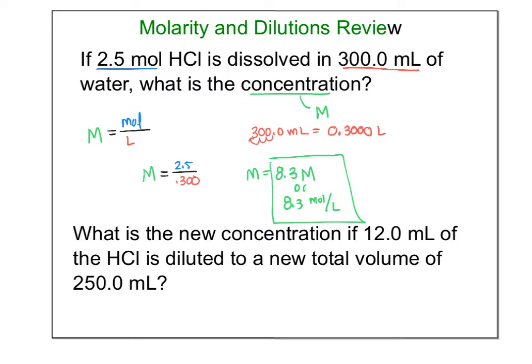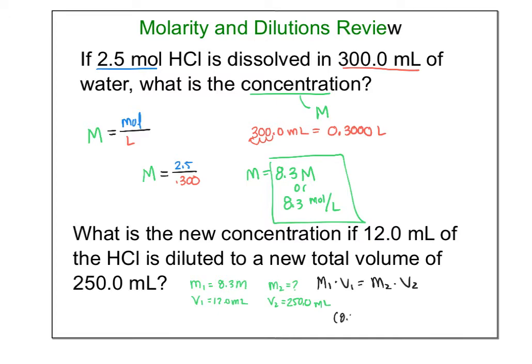Anytime there's a dilution, that's M1 times V1 equals M2 times V2. So I have my M1 at 8.3 molar. We found that in the last problem. They are taking 12 milliliters of it. I want to know my new concentration, so I want to know my M2, and I have a new total volume after the dilution. They add some water for a total of 250 milliliters. So this is just pretty simple multiplication.